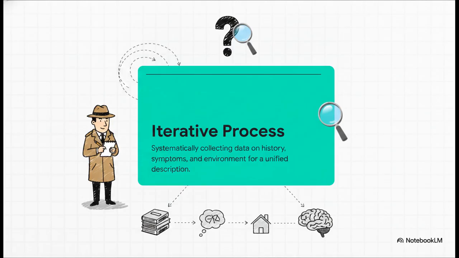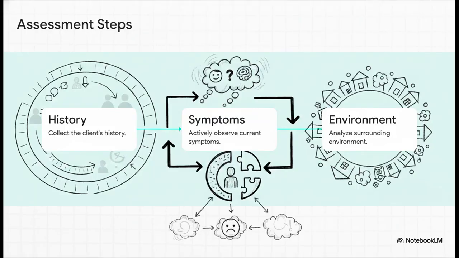the individual. Because let's be real, you can't truly understand a person just by looking at their current mood. You have to trace back their history, observe their current symptoms, and really analyze their environment to piece the whole puzzle together. By moving step by step through these areas, professionals blend multiple data sources into one cohesive picture of exactly how the past and present are actively shaping that person.